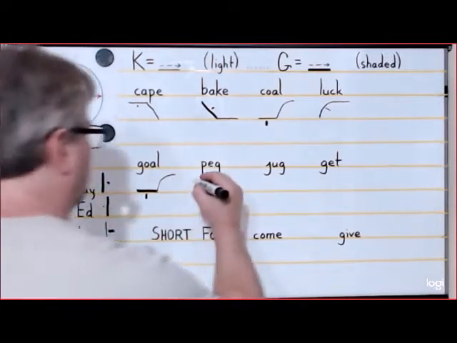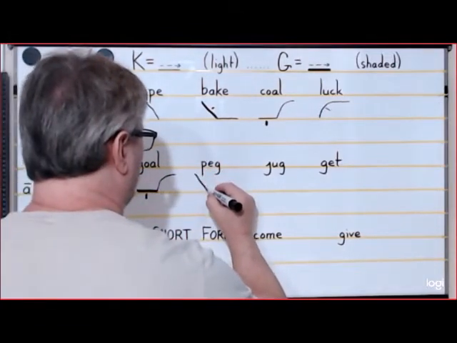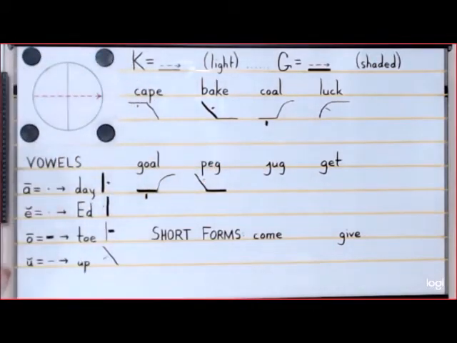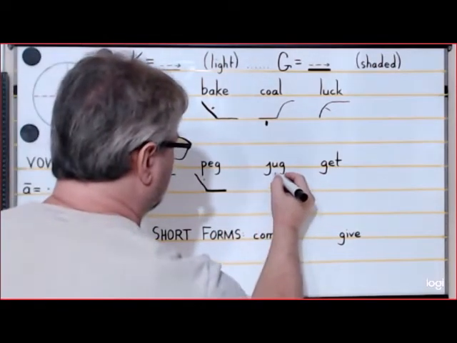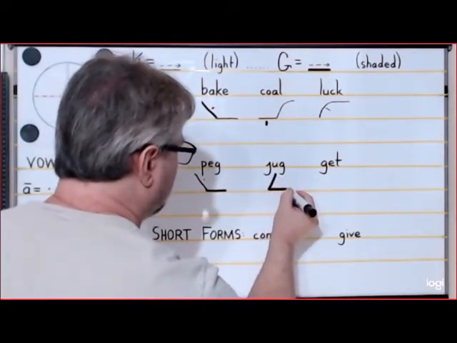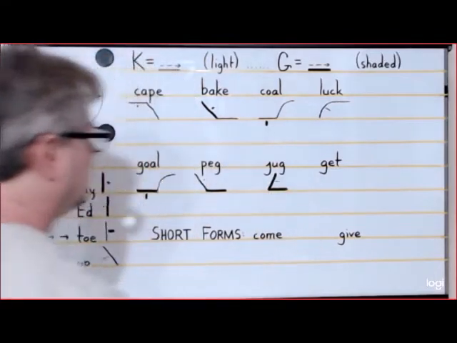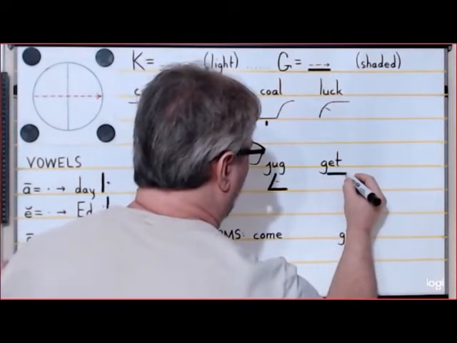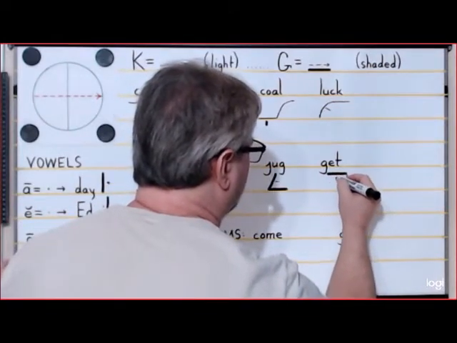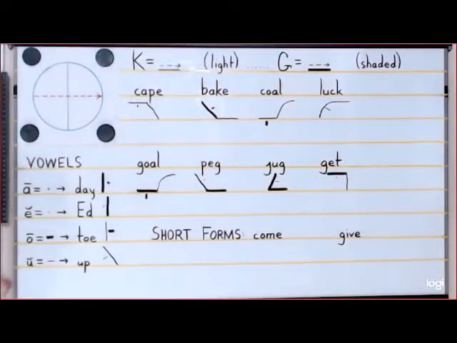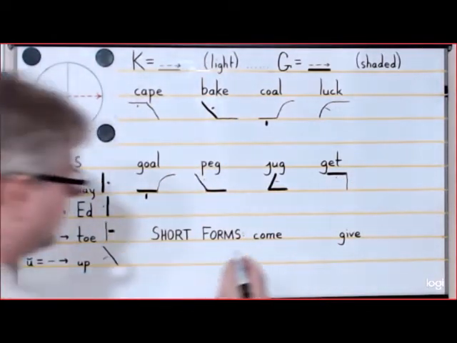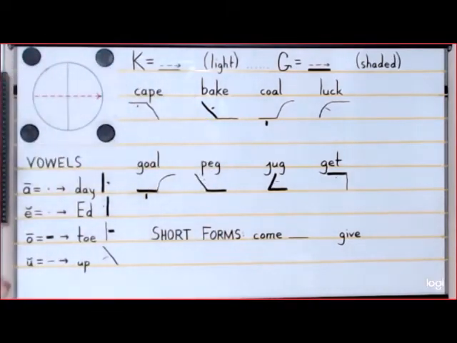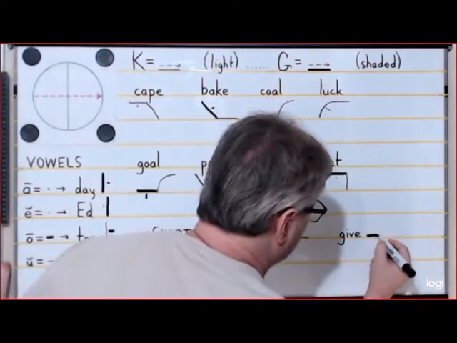Peg is a P, and then a G with a light dot. Jug is a J and a G with a light dash. Get is a G and a T and a light dot. For short forms, the word come is simply a K on the line. The word give is letter G on the line.